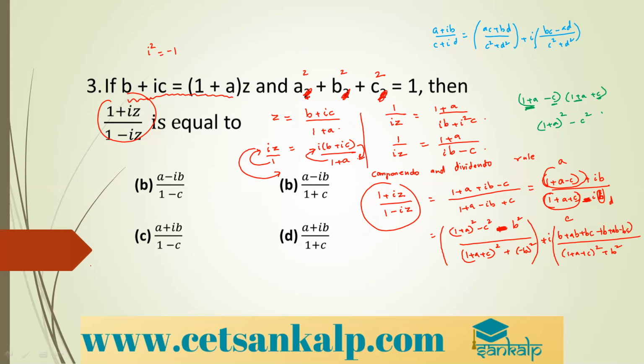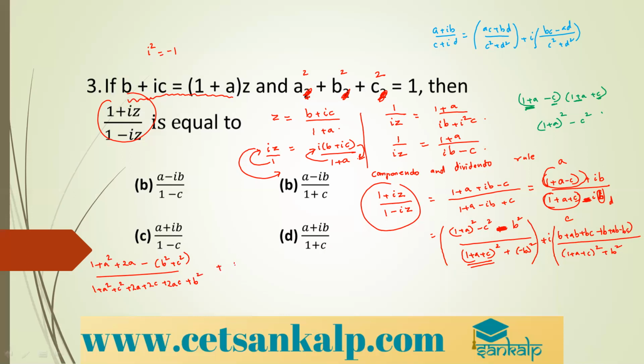Now, the next step I am writing here. You will have 1 plus A square plus 2A, take minus B square plus C square in the numerator. What about the denominator? The denominator we have to expand. So 1 plus A square plus C square plus 2A plus 2C plus 2AC and then plus B square.